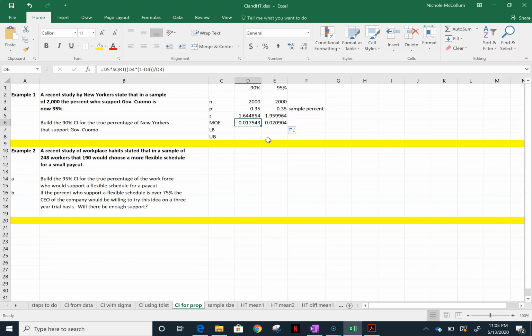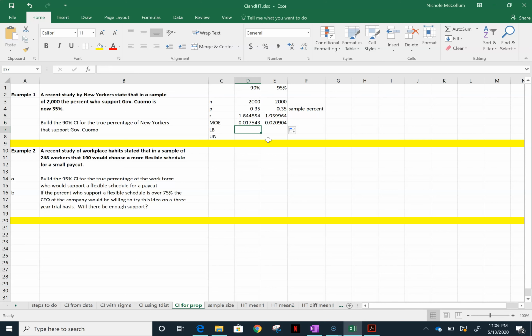So what do we have here? The margin of error at 90% is 1.7%. The margin of error at 95% is 2.1, or 2.09%. Notice, and again, it makes sense, as confidence goes up, margin of error goes up. And that's because as confidence goes up, your Z value goes up. And if your Z value goes up, your margin of error goes up.